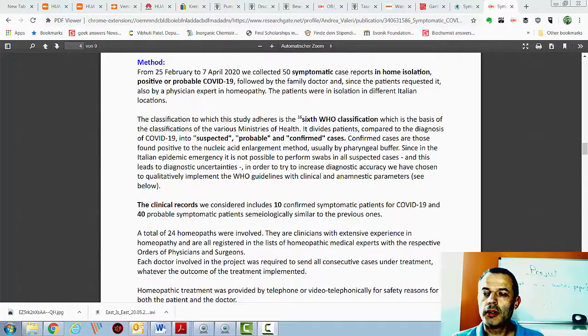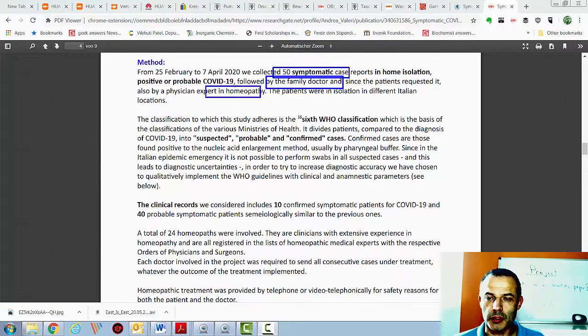So this is what they did. They took 50 symptomatic case reports, so people who had some kind of illness, and they were followed by the family doctor. So that means they had normal medical treatment and they also had homeopathic treatment. So remember that they had both medical treatment and alternative medical treatment.